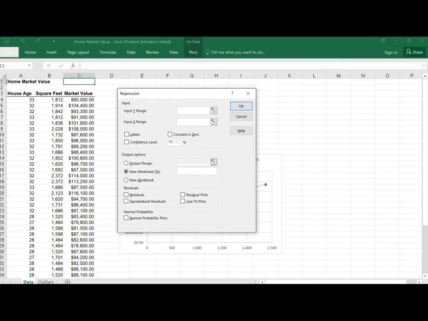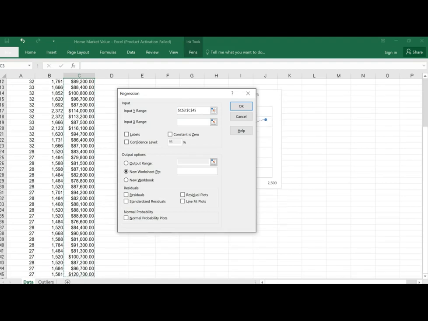This dialog box has a couple of different pieces to it that we want to talk through. Number one, we've got the Y range and the X range, right? So the Y range is really the variable that you have on your left-hand side. What was the variable that we had on our left-hand side? It was the one that we were describing as if it were the dependent variable. That was market value. So I'm going to go ahead and select the cell that has the label in it and highlight all that data.